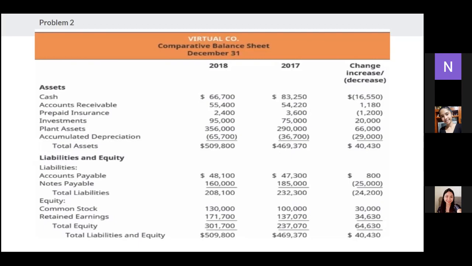Ganon din yung step sa pagkuha dun sa may liabilities and equity. So, we have a total liabilities and equity of 40,430. Next slide, please.